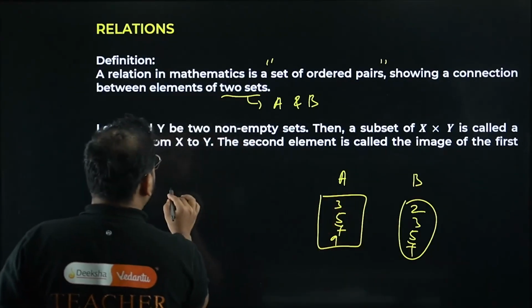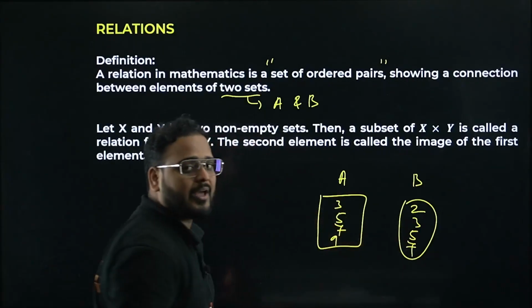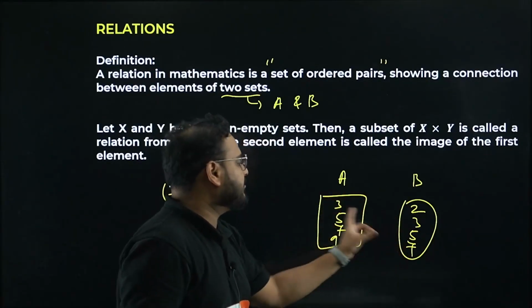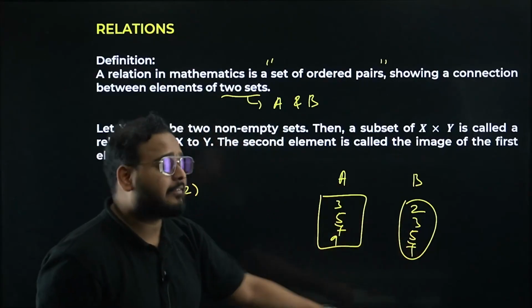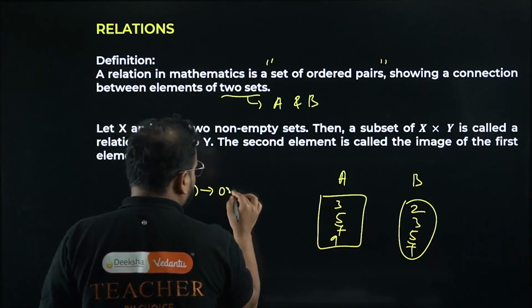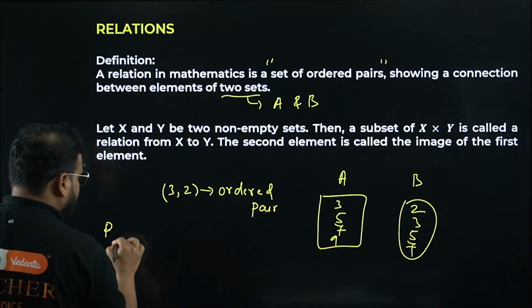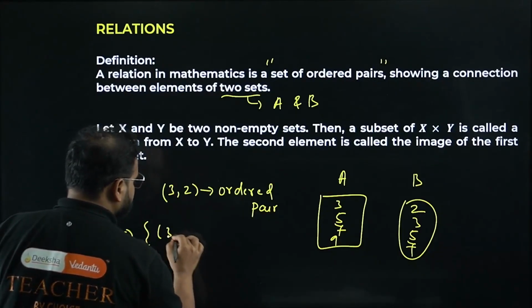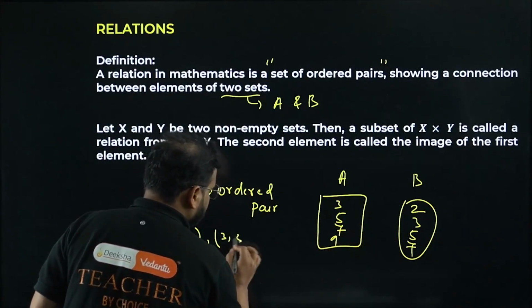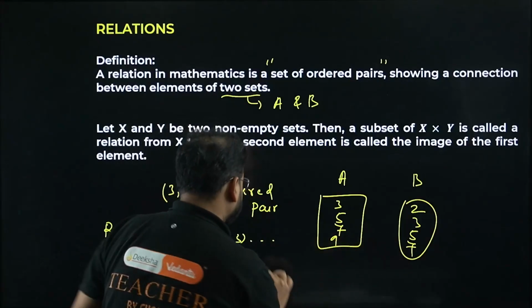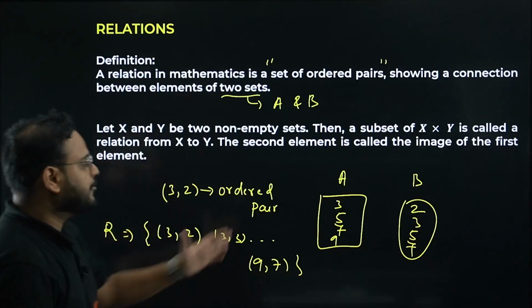Then the ordered pairs will look like this: (3, 2), (3, 3), (3, 5), (3, 7). Again, starting with 5: (5, 2), (5, 3), (5, 5), (5, 7). These will be called ordered pairs. If you're writing a relation, you have to write all these ordered pairs together. (3, 2) is your first element of the relation, next will come (3, 3), and I'll keep going till the last one, (9, 7). These ordered pairs are called the relation for the set A cross B.